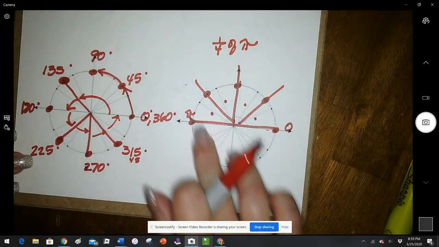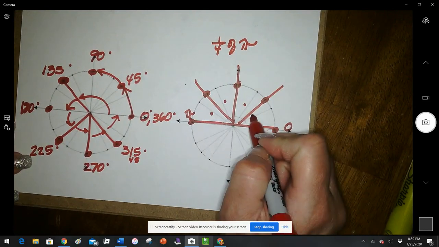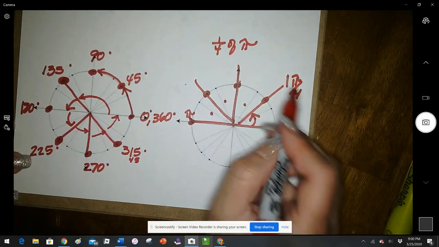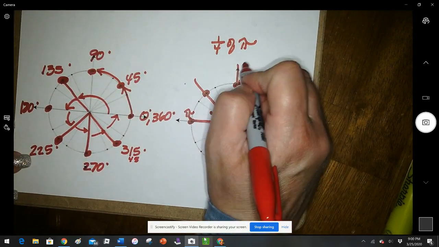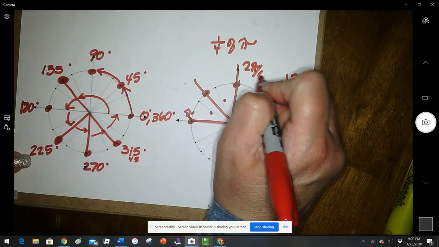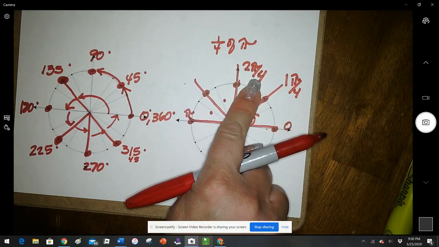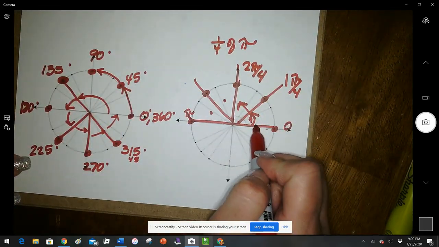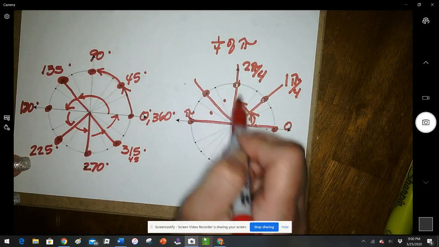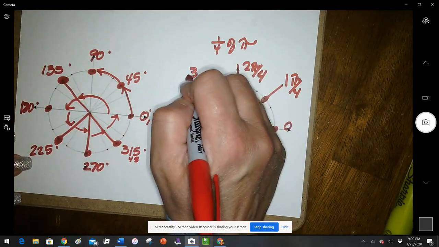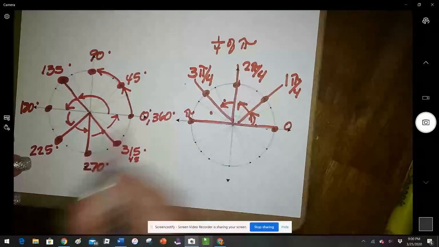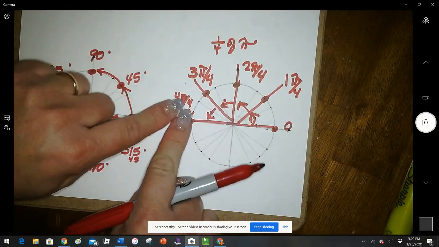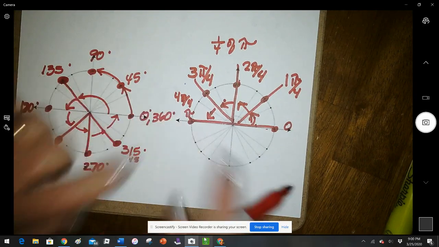So we can count our way around. So as I go up, I'm going to get 1 pi over 4. The next one is going to be 2 pi over 4. Now, wait a second. We're going to come back to this in a minute, I promise. Let's keep going. The next one is going to be 3 pi over 4. The next one is 4 pi over 4, which is the same thing as 1 pi.